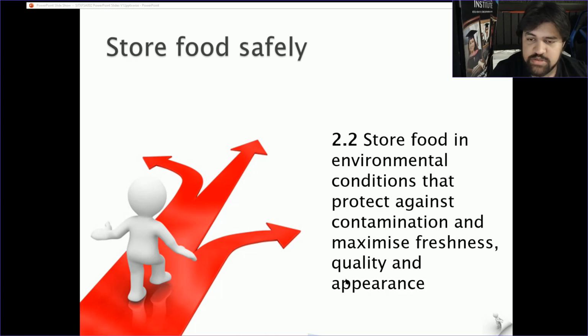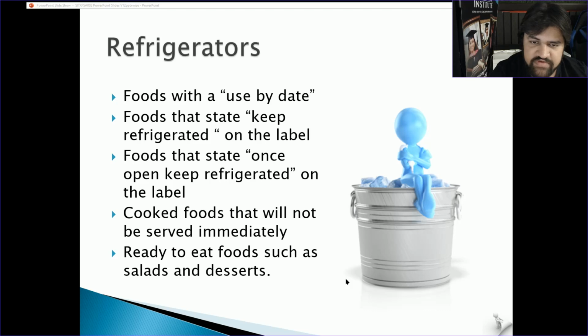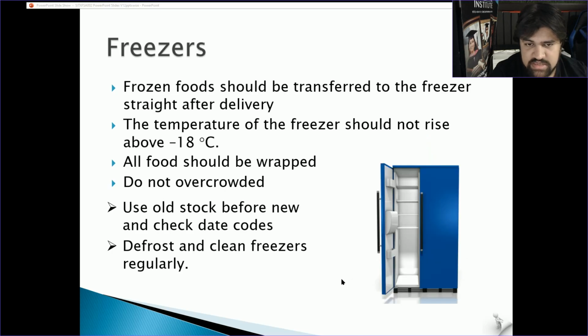2.2, store food in environmental conditions that protect against contamination and maximize freshness, quality and appearance. Refrigerators: foods with a use-by date, foods that state keep refrigerated on the label, foods that state once open keep refrigerated on the label, cooked foods that will not be served immediately, ready-to-eat foods such as salads and desserts. Freezers: frozen foods should be transferred to freezer straight after delivery.